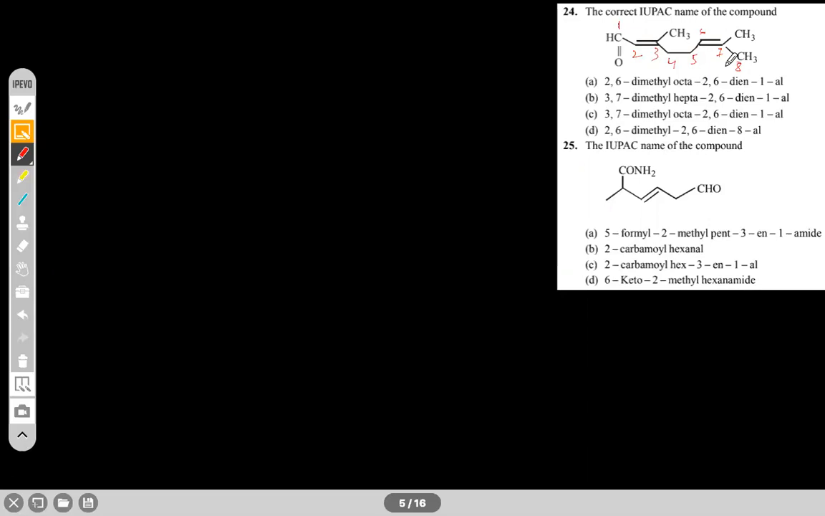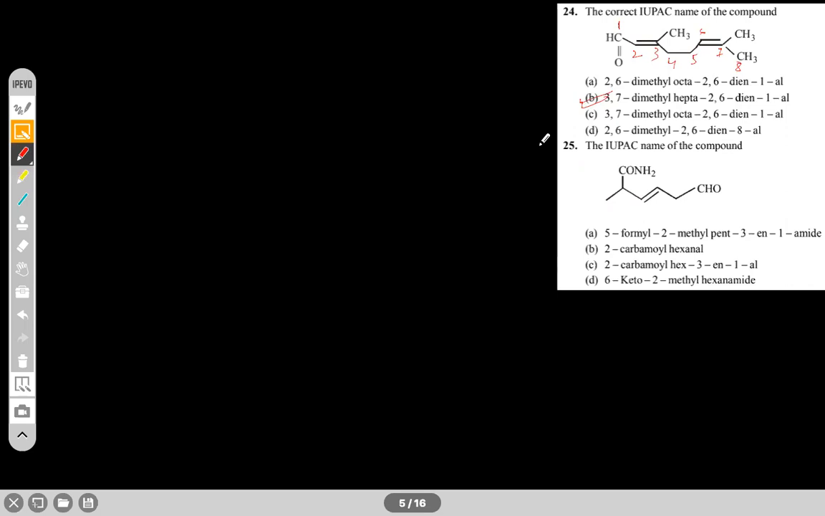Double bond we have. So we'll write down hepta. Why hepta? Because we have 7 carbon atoms. If there are 2 double bonds, then we don't write hept, hex or pent, but we'll write hepta, hexa, penta like that. Okay, 3,7-dimethyl hepta-2,6-diene-1-al. Okay, so option B is correct here. Okay, option B is correct.